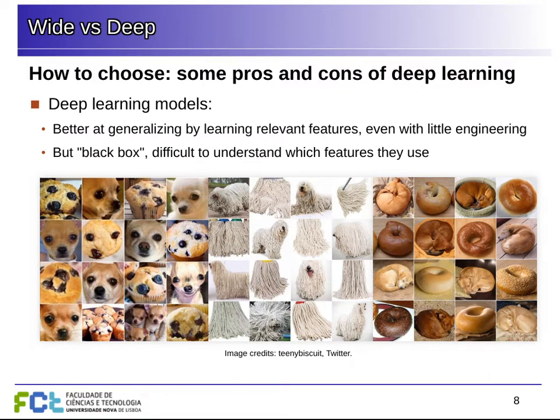So this is an example of the kinds of images that mislead image recognition with deep learning. We have here some cupcakes and poodle dogs, and you can see that some of the cupcakes look like the faces of the dogs. Here are some mops and some dogs. Here are other dogs with bagels.